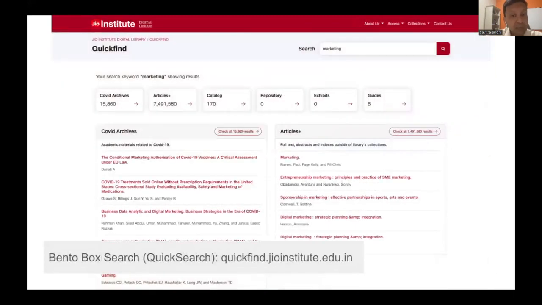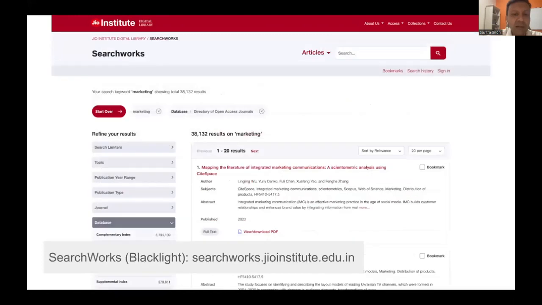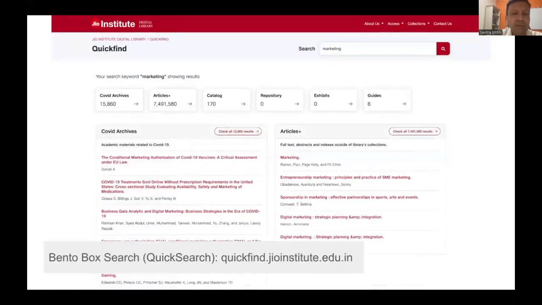Okay, this is our Quick Search, bento box search application. What you should notice, by the way: remember, we said, how will we integrate these applications? And one of the things was, we will make them look and feel the same. So notice that, now here's the other application, which is our Blacklight, SearchWorks, we are calling it. Notice that they look and feel the same.